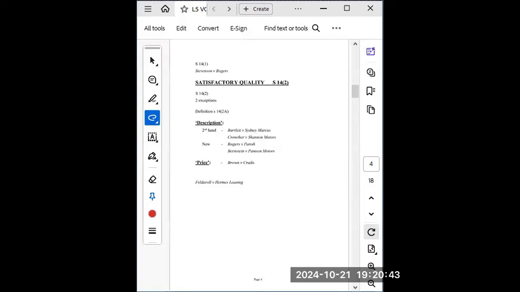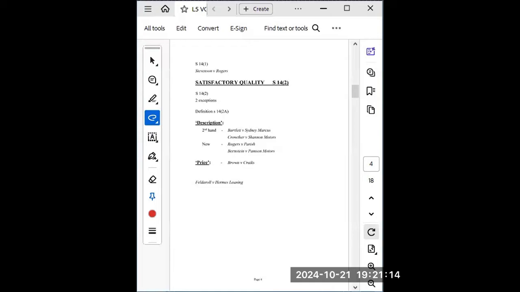Of course, we then looked at Bernstein against Pamson Motors, a brand new Nissan. When it was delivered to the buyer, he was an old man and he was sick. So he didn't drive it until he felt better, which is about 3 weeks later. Almost the first time he drove it, it broke down. The court said, of course, breach of 14.2. This was a brand new car. Clapped out, breach. We come back to this case later on, Bernstein against Pamson Motors.